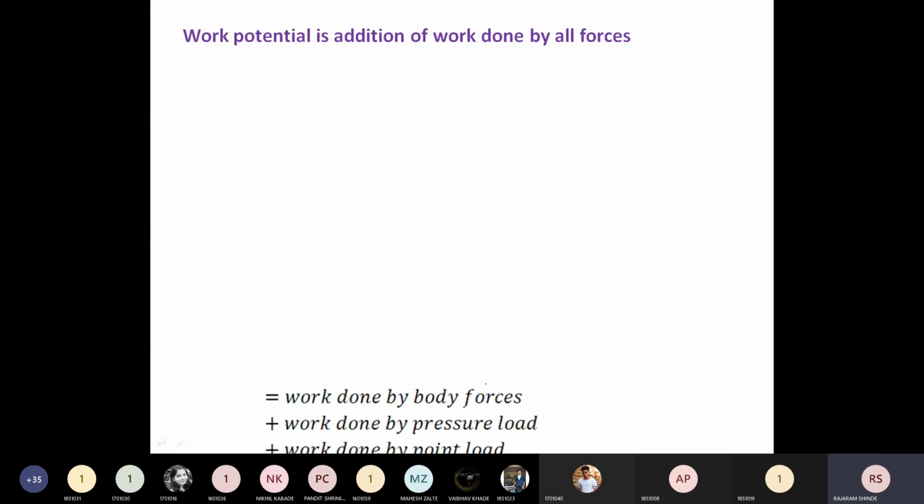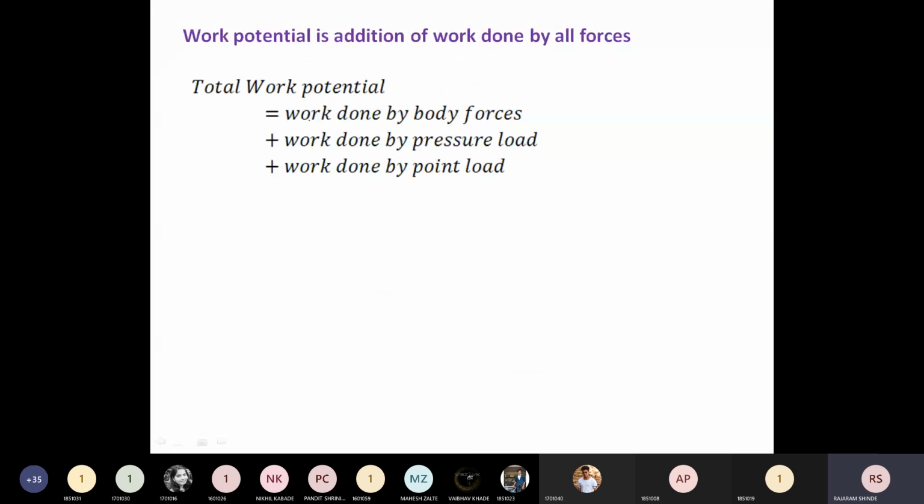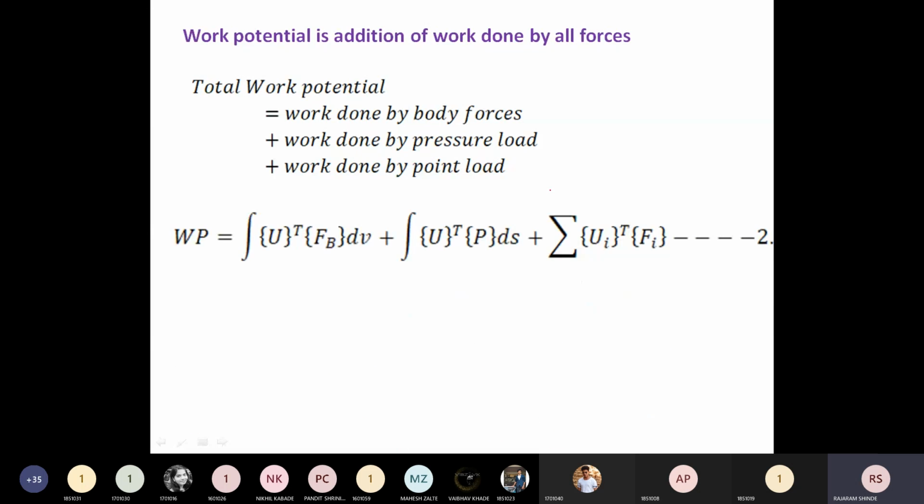Next, work done by the forces. The forces are body force, pressure load, and point load. These are the three forces acting on the body, and you will get the work done because of these three forces. This is the mathematical relation for work potential under the action of all these types of forces. Here this is the displacement of the body, or the displacement of the element in finite element analysis. This is also the displacement of the body, and this is the displacement of the node or point.